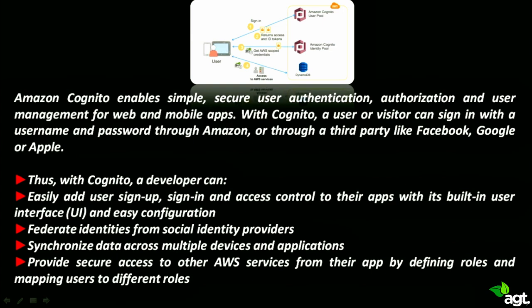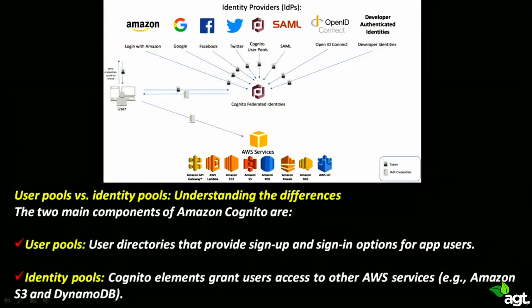Second, a developer can identify federated identities from social identity providers like Facebook, Twitter, and some other social platforms, and synchronize data across multiple devices and applications. It provides secure access to other AWS services from their applications by defining roles and mapping users to different roles. Since Cognito handles all authentication requirements, developers can focus on creating applications and websites. This can accelerate the development process, shorten the release cycle, and speed up time to market and time to value.